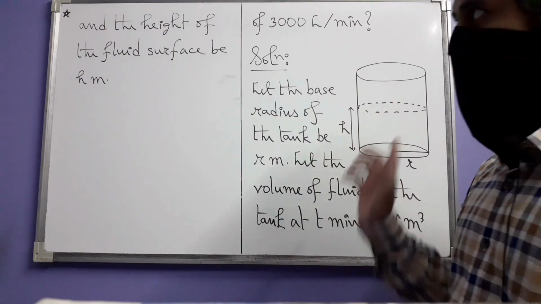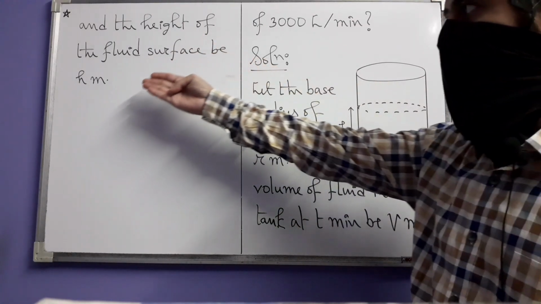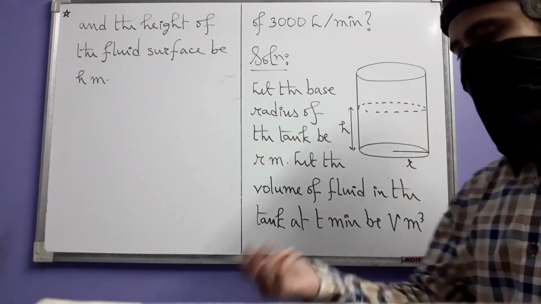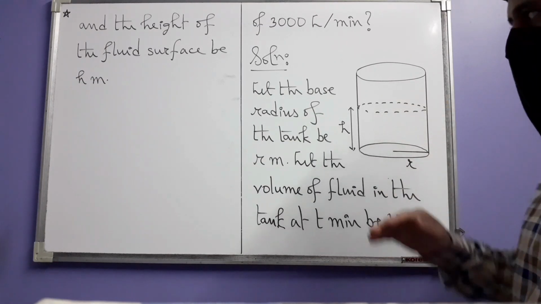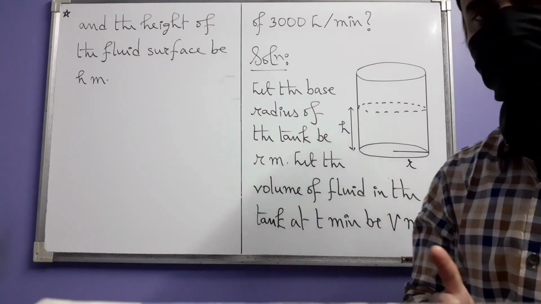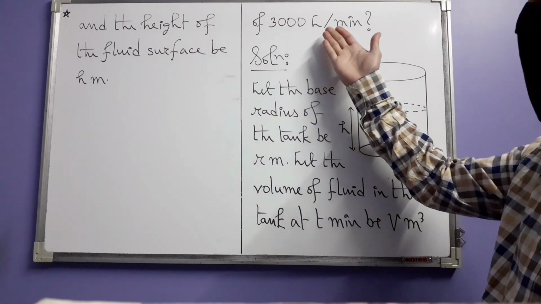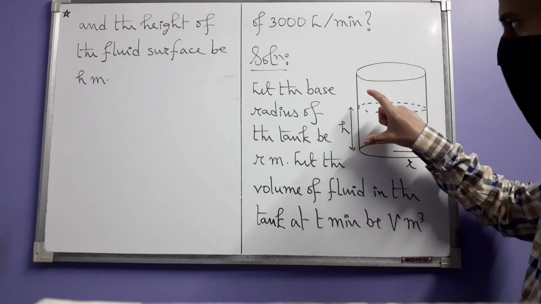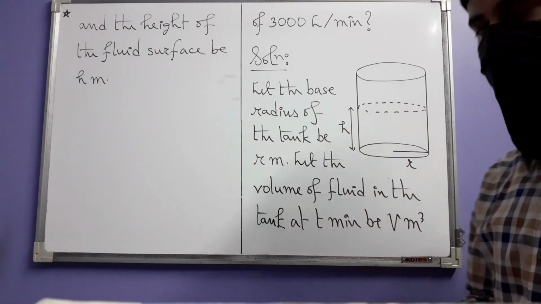And at that same time instant, let the height of the fluid surface be H meter. You can understand that as fluid is being pumped out of the tank, the volume is decreasing and so is the height. The rate of decrease of volume is given. It is decreasing at the rate of 3000 liters per minute. So we have to calculate the rate at which the height is decreasing. But radius, of course, does not change.